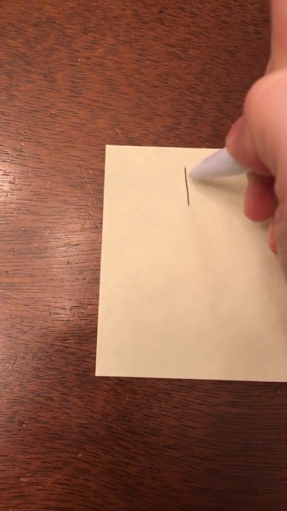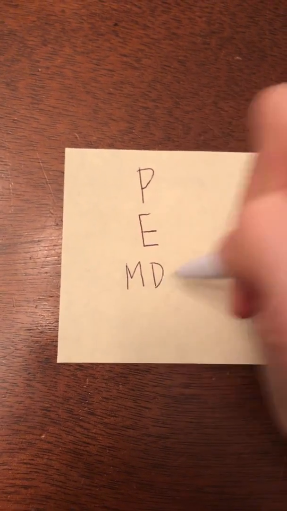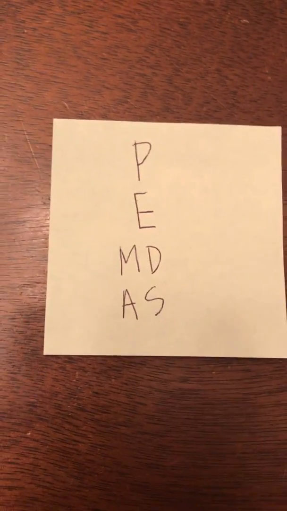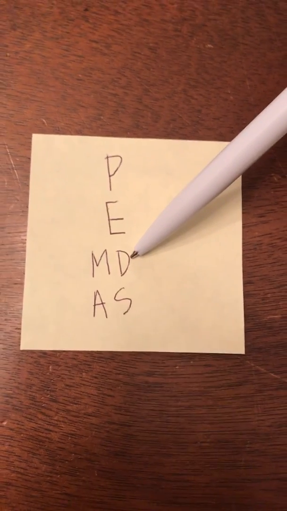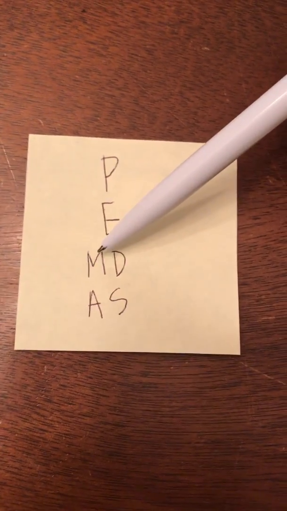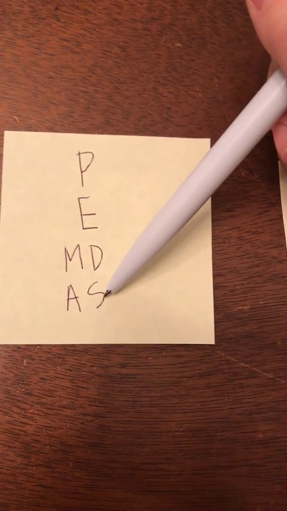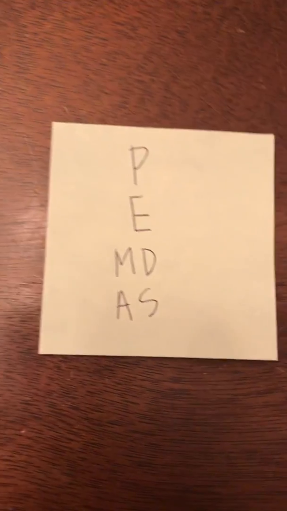So I want you to start writing it as "Please Excuse My Dear Aunt Sally," with multiplication and division side by side, and addition and subtraction side by side. The reason we're going to write it like this is because multiplication and division are exactly the same. One is not more important than the other, as well as addition and subtraction. Addition does not always come first before subtraction. So now let's do some examples.